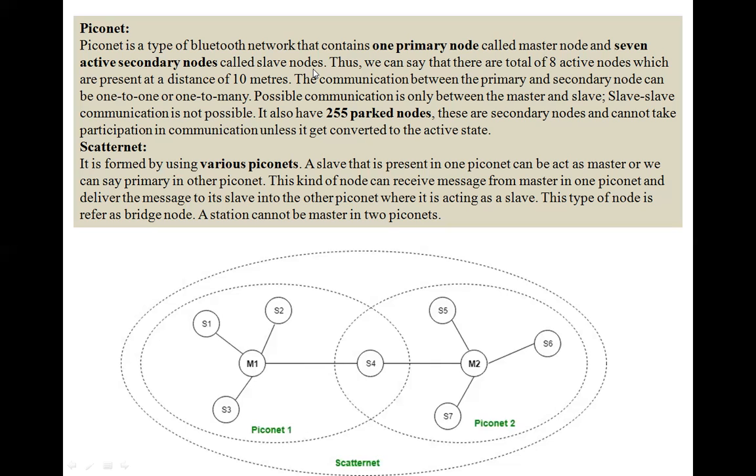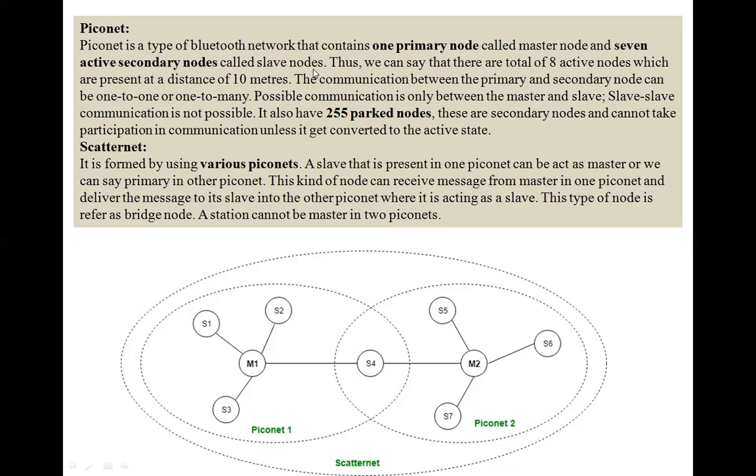Okay, now we see what is scatternet. It is formed by using various piconets. A slave that is present in one piconet can act as a master, or we can say primary, in another piconet. This kind of node can receive a message from the master in one piconet and deliver the message to its slaves in the other piconet where it is acting as a master.